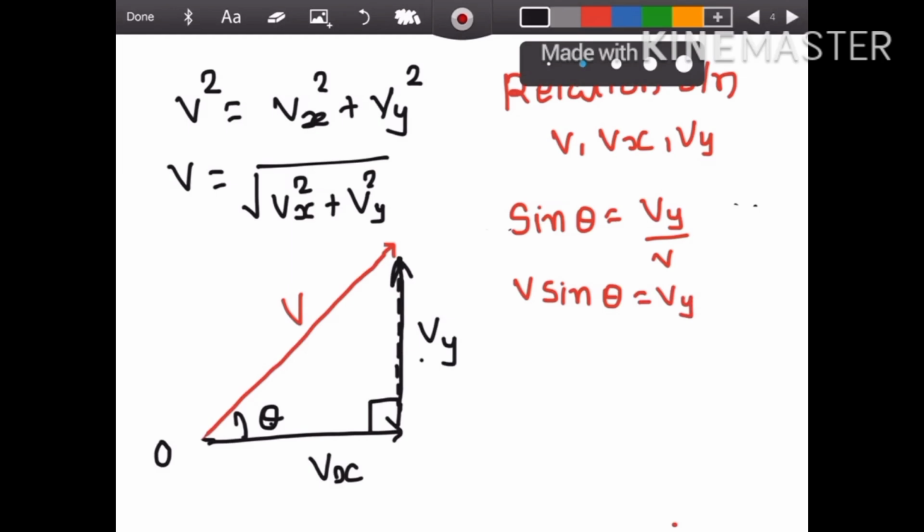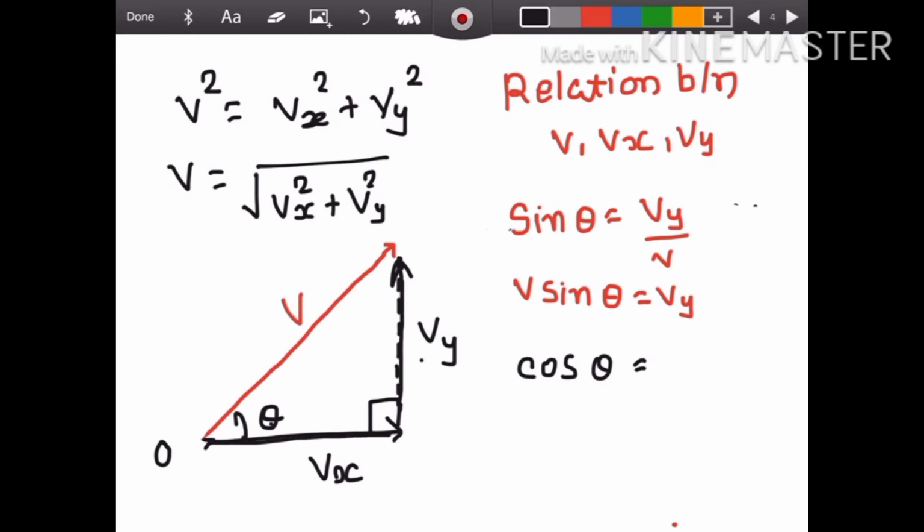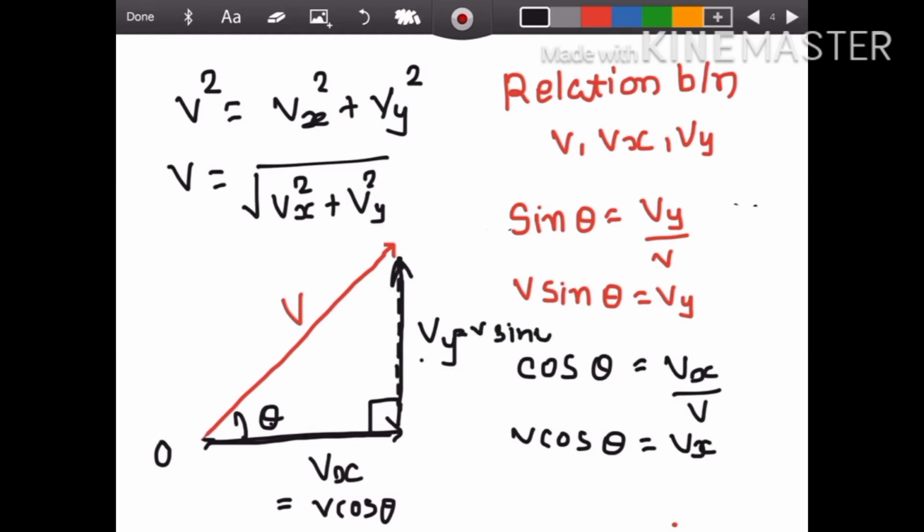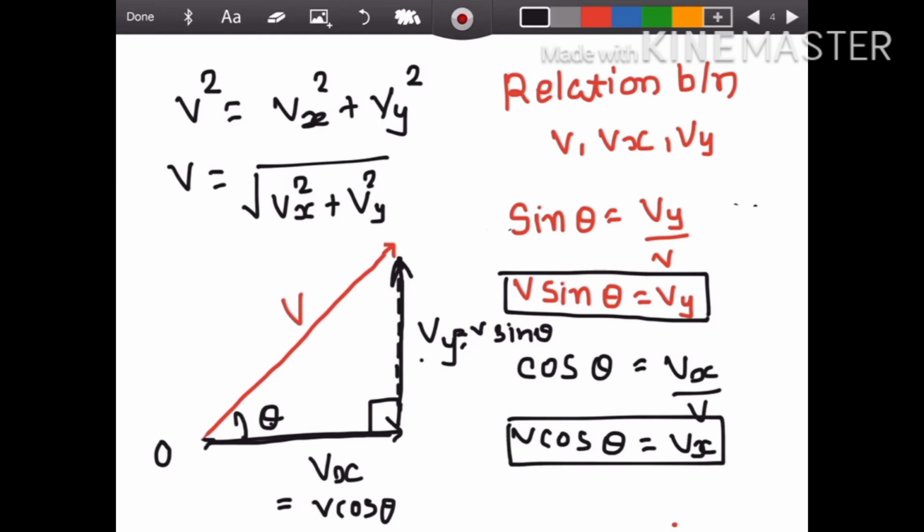What can we write for cos theta? Cos theta equals, can I say, the nearer side, the adjacent side, divided by the hypotenuse. So V cos theta equals Vx. So now, what can we write for Vx? Vx equals V cos theta. And what is Vy? Vy equals V sin theta. So based on that, we can calculate the value of Vx and the value of Vy, correct?